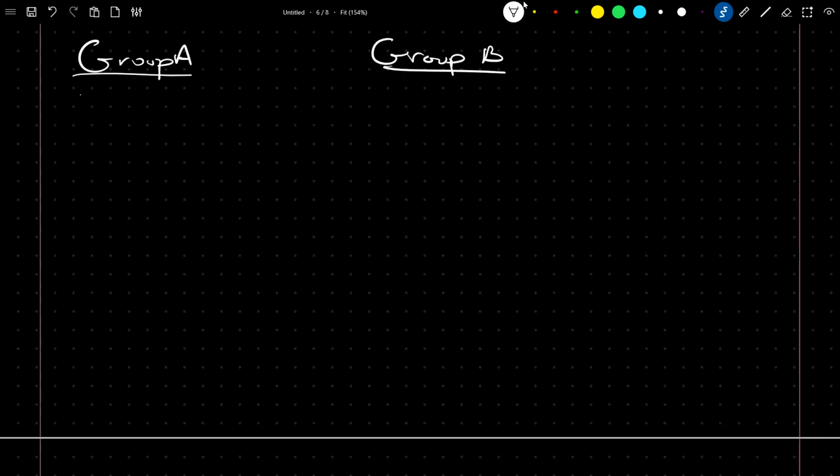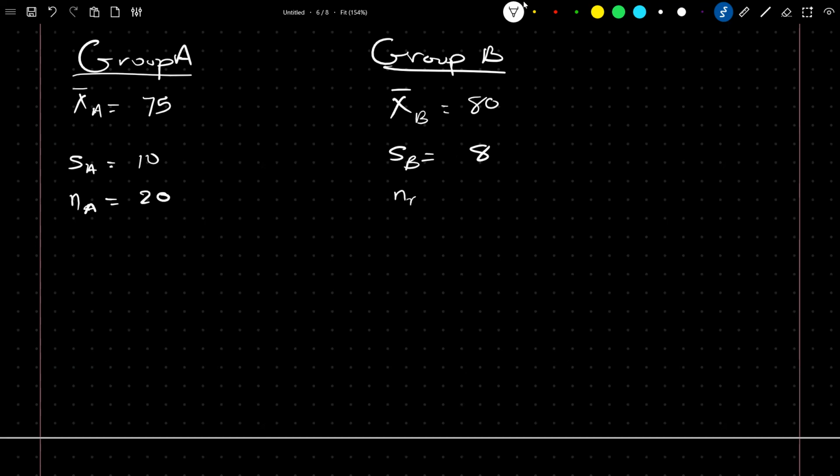All right, so we're just going to write down our statistics for each group. For group A, we've got sample mean of 75, sorry, sample mean of 75 with the standard deviation of 10. And of course, our sample size is 20. And for group B, we also have all this information. We've got mean score of 80 with the standard deviation of 8 and a sample size of 20 as well.